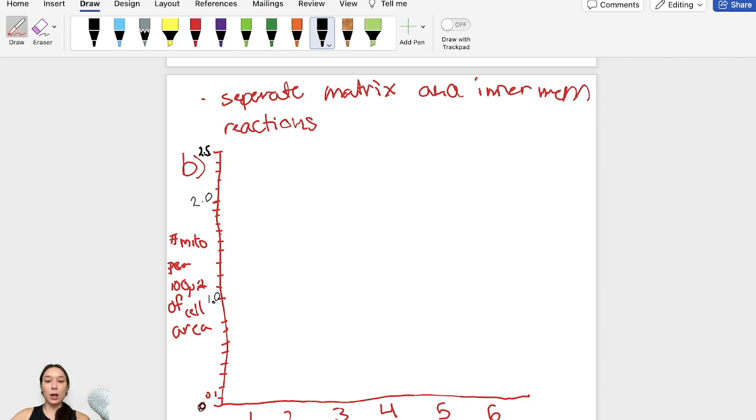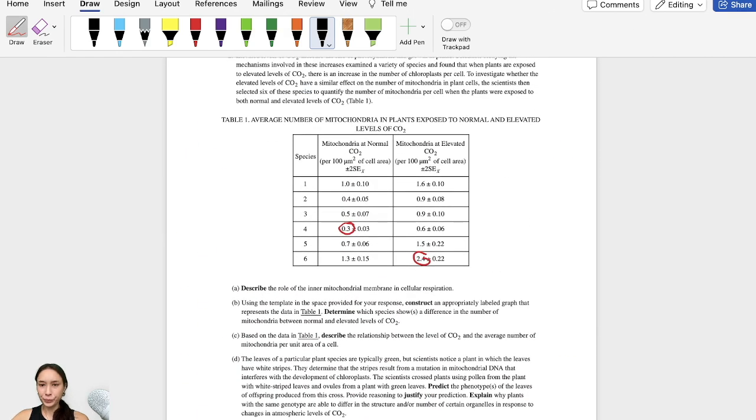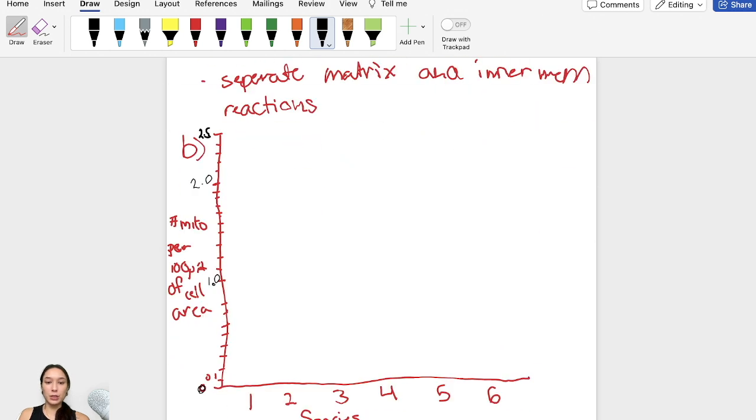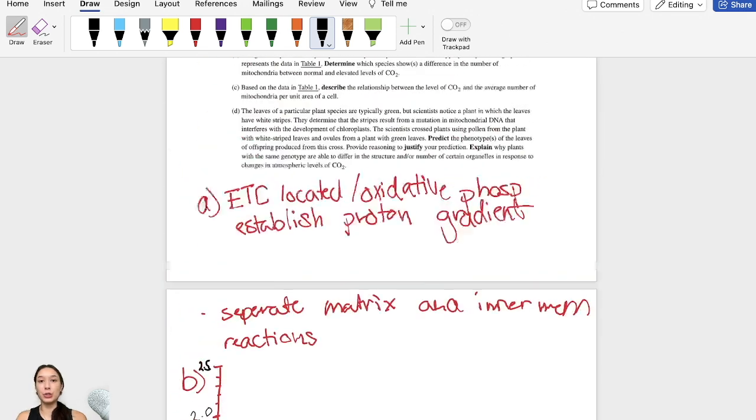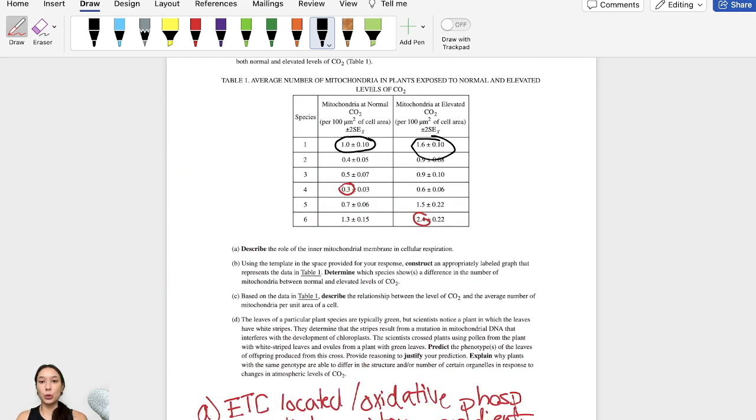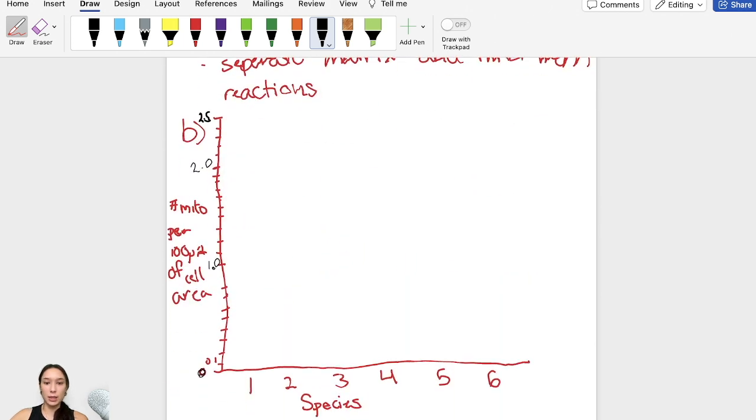Alrighty, so now we're going to draw our bar plots. If we start off with species number 1, you've got for normal CO2, 1.0, and for elevated CO2, you have 1.6. Okay, so there are 2 measurements, and like I said, I'm going to do a double bar plot. So this is for species 1, and I'm going to have 2 bars right beside each other. The first one is going to go up to 1, and the second one is going to go up to 1.6. So this one's going to go up to 1.